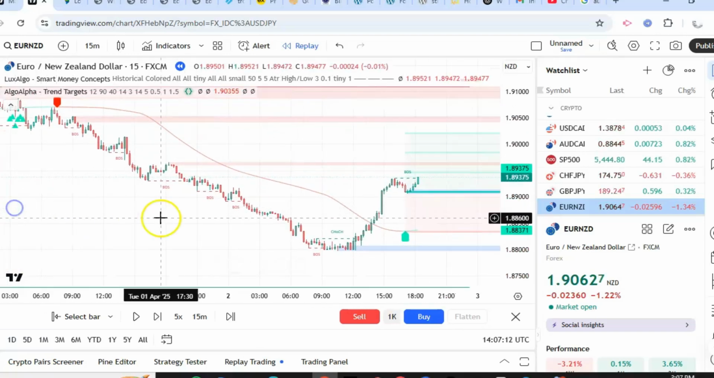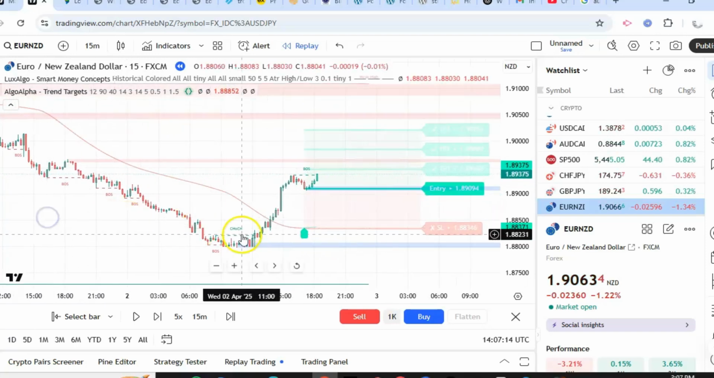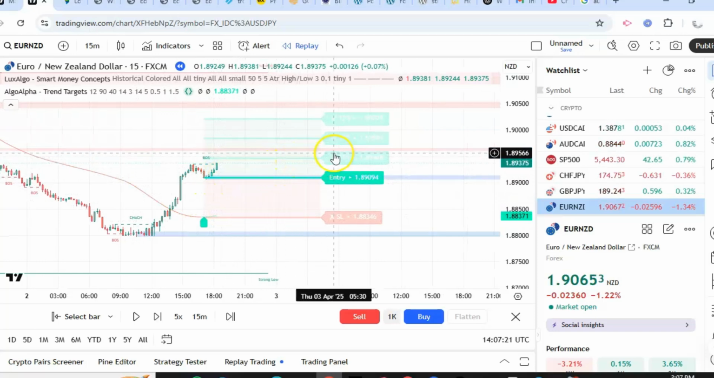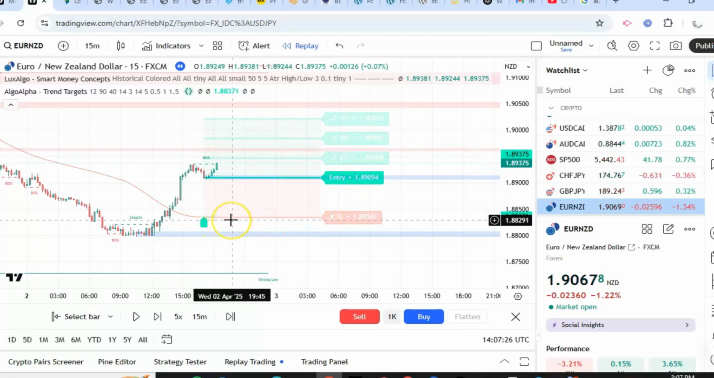Okay, so I've been testing this for a while, and one good thing about this indicator is that it has predetermined targets. Take profit 1, take profit 2, take profit 3, then it has a stop loss here.